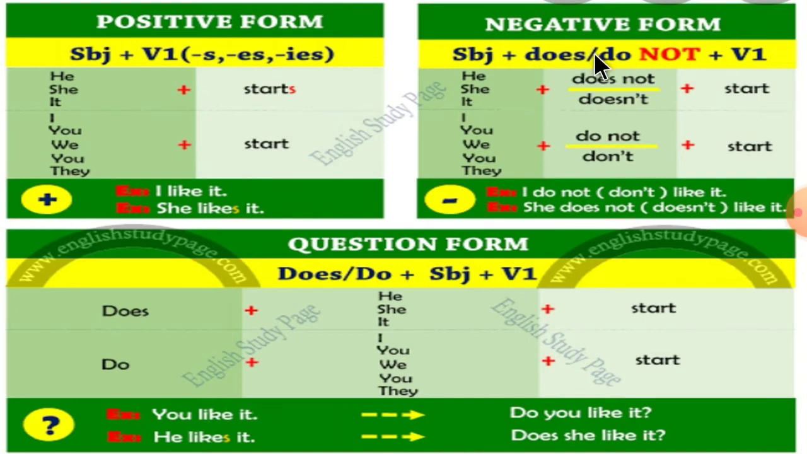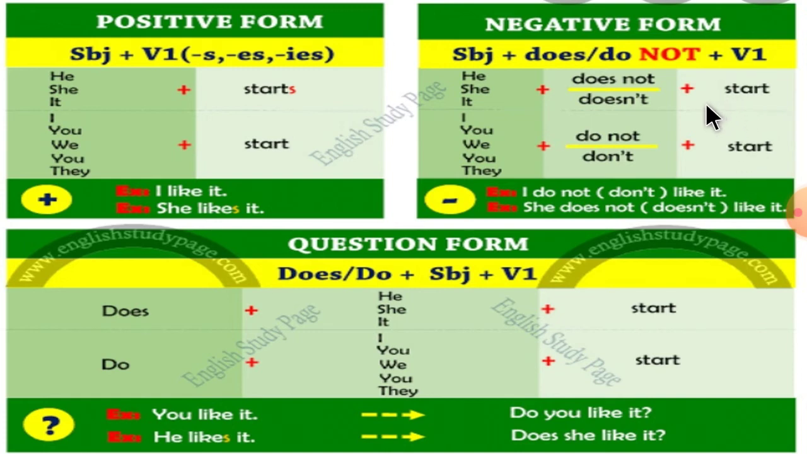Okay. Now, let's see how to form a negative sentence. Subject plus does or do not plus verb. So where you have to use does not and where you have to use do not, let's see. He, she, it does not. While you are making a positive form with he, she or it, you have to add s. And while you are making a negative sentence, you have to use does not. So in the verb, you don't need to add anything. It will remain as it is.